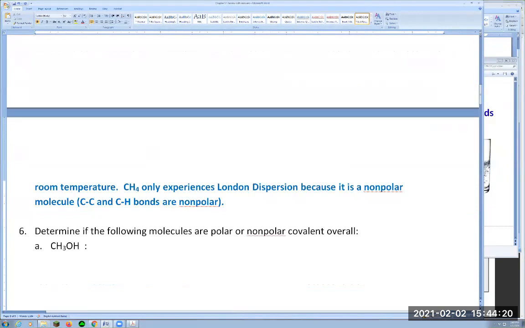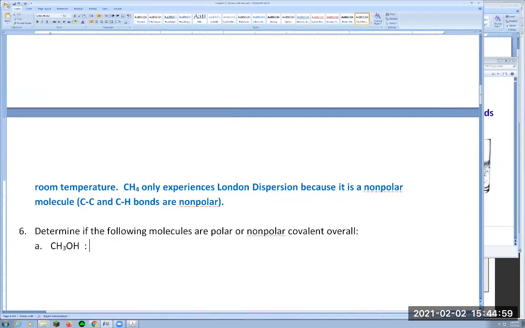So question 6, determine if the following molecules are polar or non-polar covalent overall. For the first molecule we have CH3OH, which is methanol. It starts from methane, and you change one of the hydrogens to the alcohol function, OH, and so that becomes methanol, an alcohol. So we need to decide if it's a polar or non-polar covalent molecule overall. Basically, is the molecule overall polar or not?